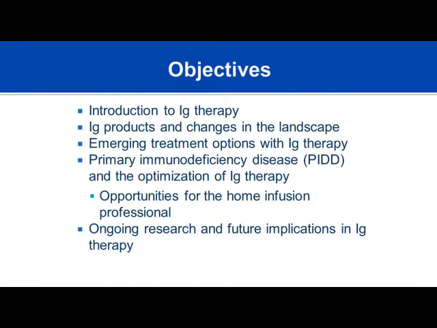In the way of objectives, there are several topics I would like to cover. The first is a general introduction to immunoglobulin therapy. The second, the immunoglobulin products themselves and the changes in the landscape. The third, some emerging treatment options with immunoglobulin therapy. And then I would like to move to primary immunodeficiency diseases themselves and the optimization of immunoglobulin therapy, some opportunities for the home infusion professional in particular, and finish with some ongoing research and future implications in therapy.